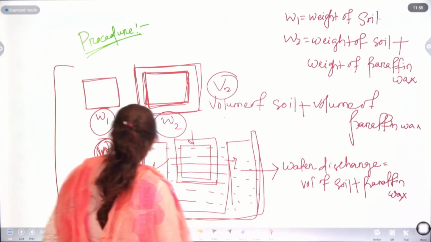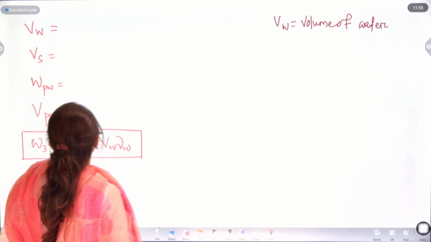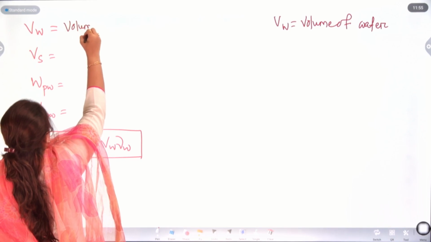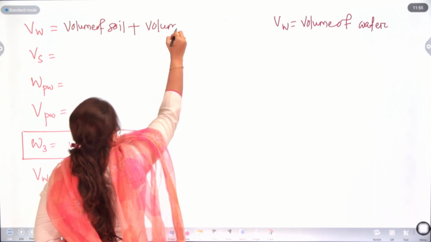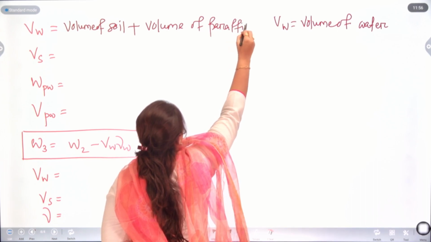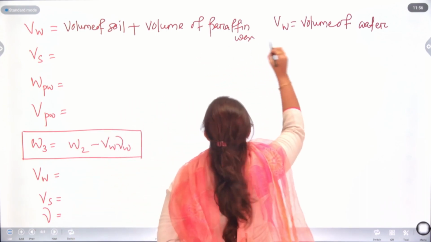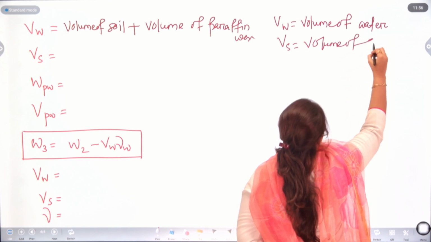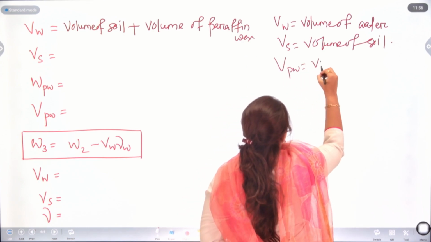Okay. So, here we have Vw as the volume of water. Our volume of water will be the volume of soil plus the volume of paraffin wax. Next, we can also term the volume of soil as Vs and this volume of paraffin wax as Vpw.